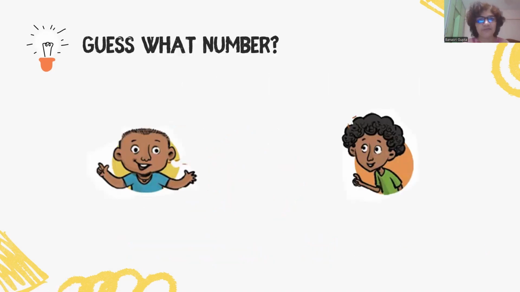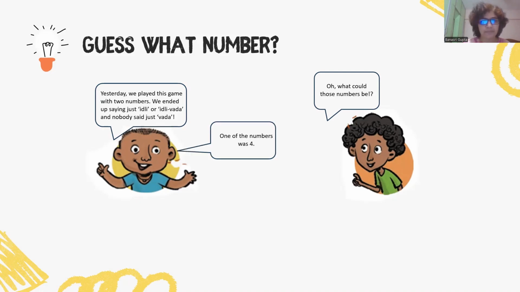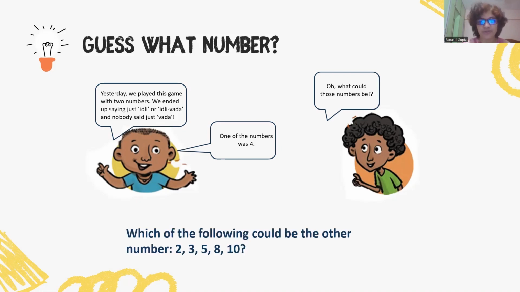So now it's time for a riddle. This boy says, yesterday we played this game with two numbers. We ended up saying just idli or idli vada, and nobody said just vada. The girl is saying, oh, what could the numbers be? And the boy is giving another hint. One of the numbers was 4. Can you guess which of the following could be the other number? 2, 3, 5, 8 or 10? Think for a while.